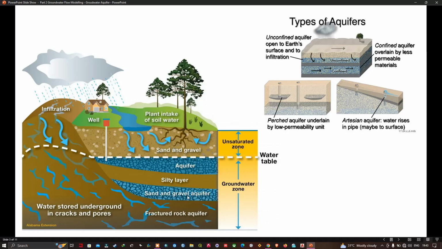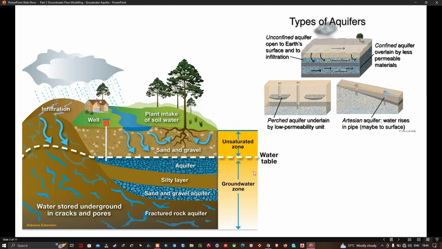Similarly, during an infiltration here, you can see that the water gets stored in underground cracks and pores. These are the cracks and pores here. As a result, the water stored in these cracks and pores is considered as a fractured rock aquifer. This particular area can be classified as an unsaturated zone, and this particular area can be classified as a groundwater zone. So this is the unsaturated zone, and this is the saturated zone.